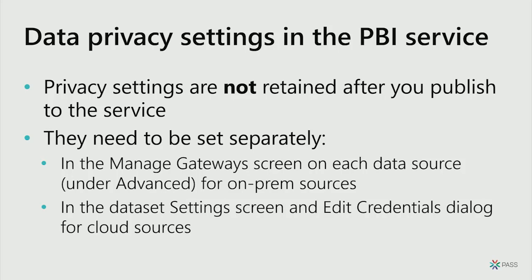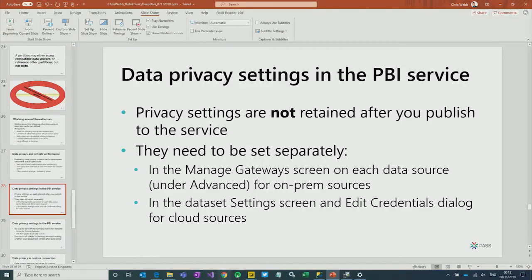When you publish up to the service, and if you're getting data from an on-prem data source, the first thing you have to do is make sure that data source is defined in your on-premises gateway and all of the credentials are set up. And guess what? When you publish, the data privacy levels are not sent up to the Power BI service either, in the same way that the credentials aren't or anything else. So you also have to remember to set up your data privacy levels in the Power BI service, in the gateway.